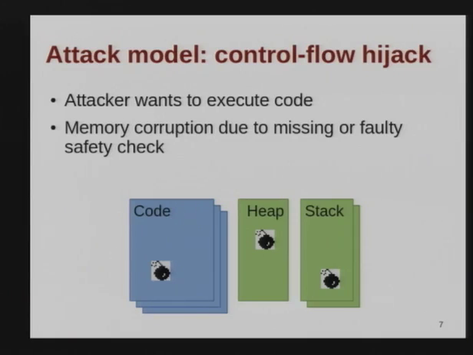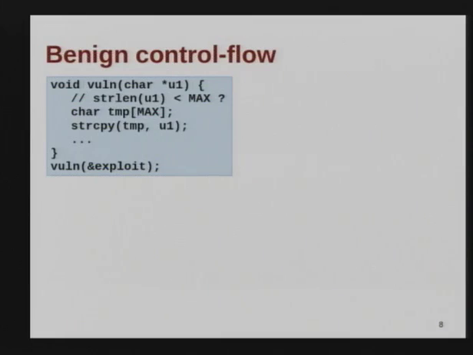As I expect the audience to come from a wide variety of backgrounds, I will try to introduce a quick control flow hijack attack and how it runs in an application so that you can understand and follow it with a simple example. First we look at the benign control flow for this simple code snippet, where we have a small C function that contains a vulnerable string copy, which may be used to overwrite some buffer on the stack.